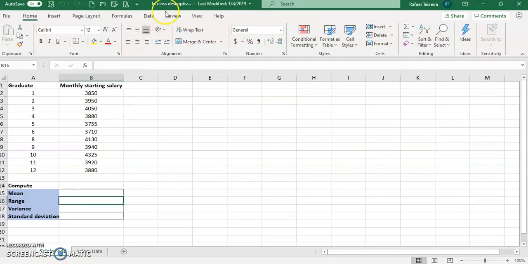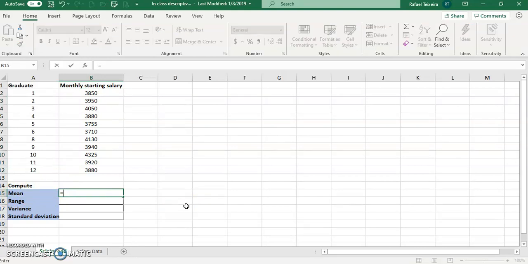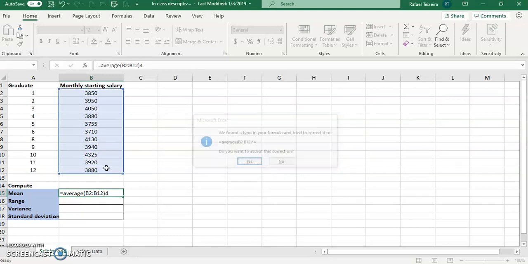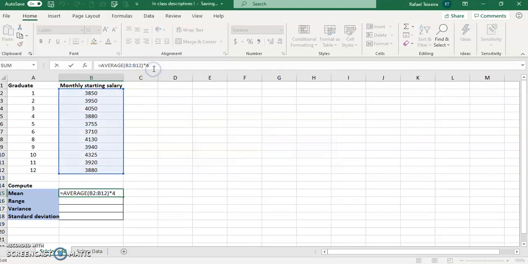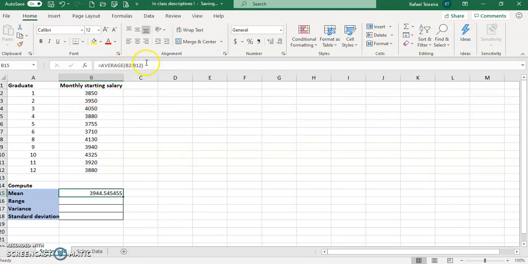Okay, so I'm gonna open the file in class descriptive, and here we have the 12 graduates and their monthly starting salary. So we're gonna compute the mean. To compute the mean in Excel, we type equal, and then we type average, and then open parentheses, and then we select all the salaries by clicking on the first cell, holding the mouse, and then close parentheses, and then you have the average. This is how we compute the mean.